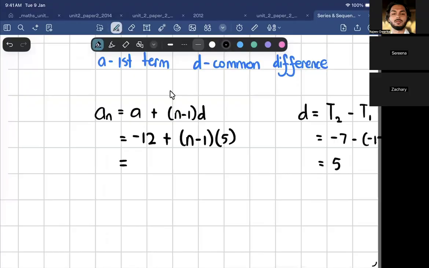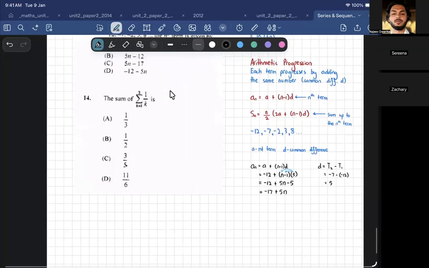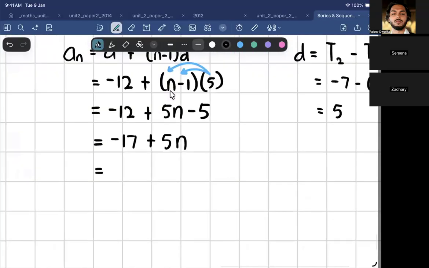So you see we have brackets. We're going to expand the brackets. So we're going to take that 5 and distribute it across the brackets. So that'll be -12. Then 5 by n. And then what? -5. Are you seeing any like terms over there? -12 and -5, so that'll be -17. Right. Are you seeing that answer anywhere? Yes, which answer? C. Right. Because this is actually the same thing as 5n minus 17.